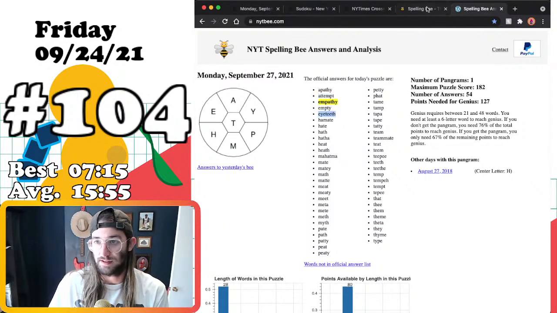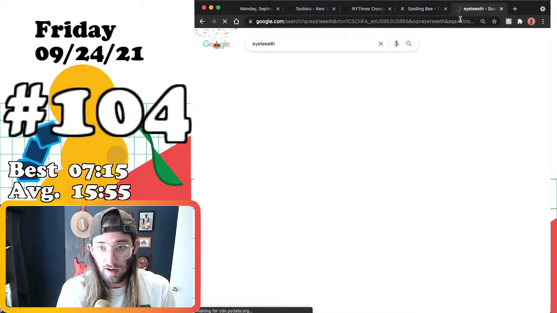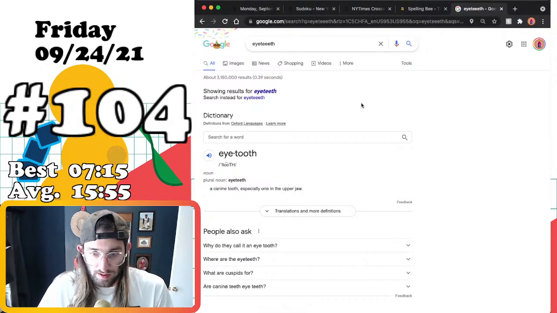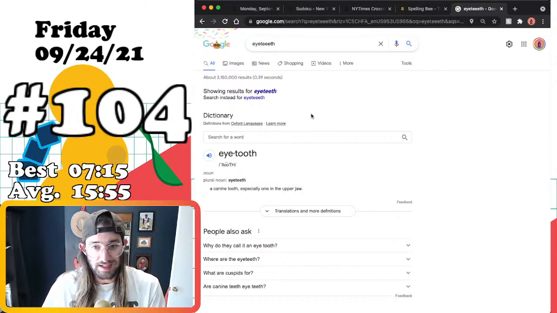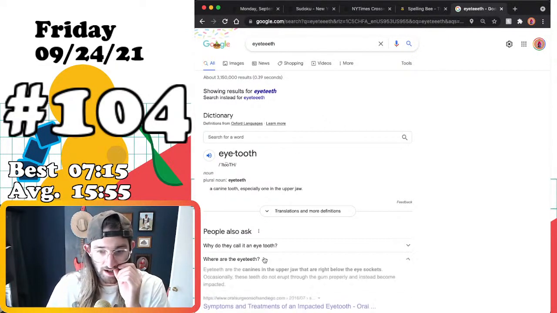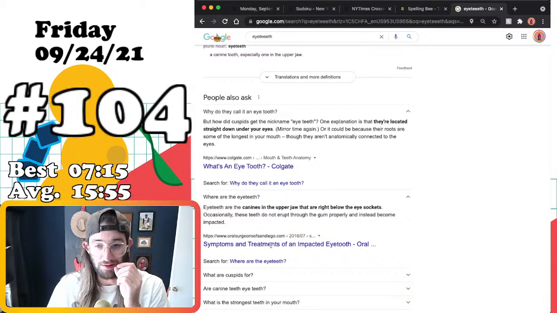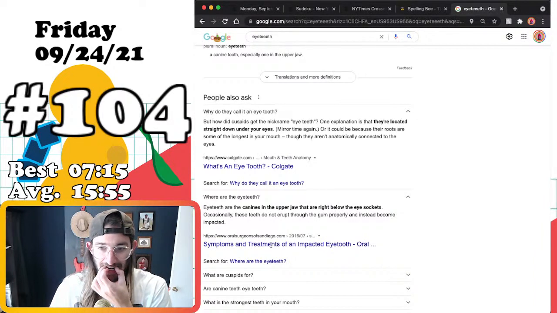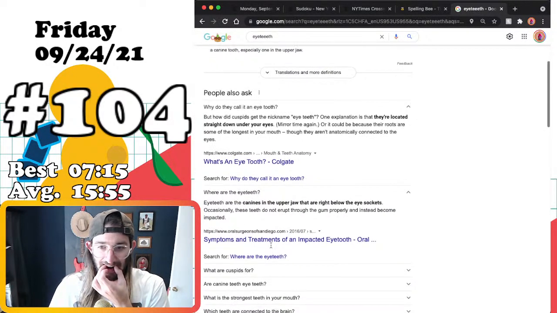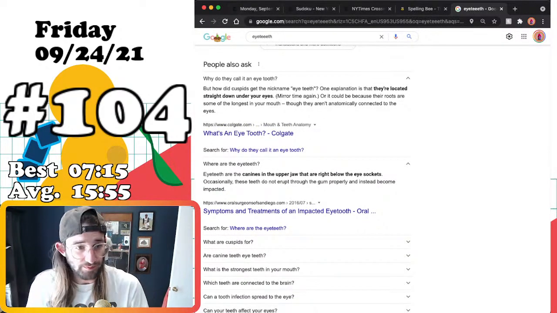Eye teeth is ridiculous. I'm gonna look at what the heck that is. A canine tooth. Oh, is it your incisors? Oh, they're located under your eyes. Aren't these your incisors? Anyways, I have no clue.